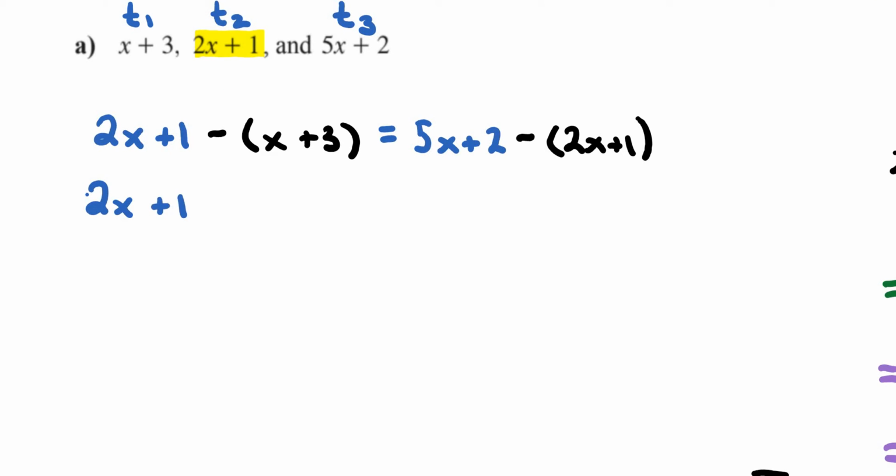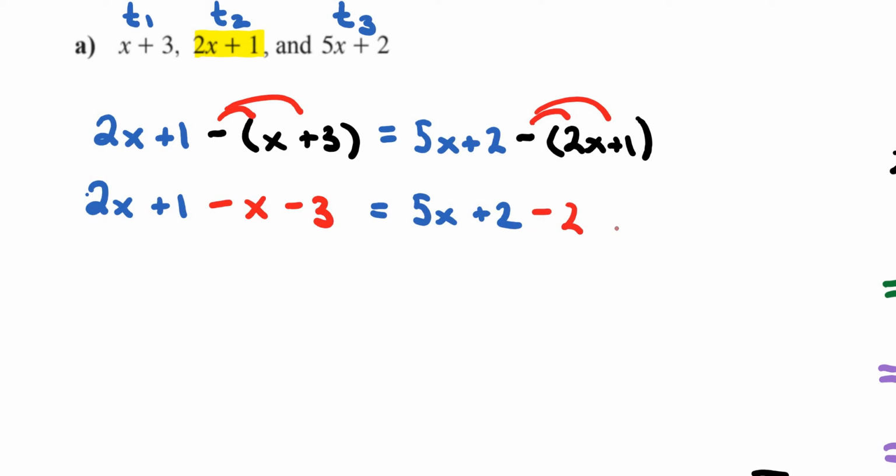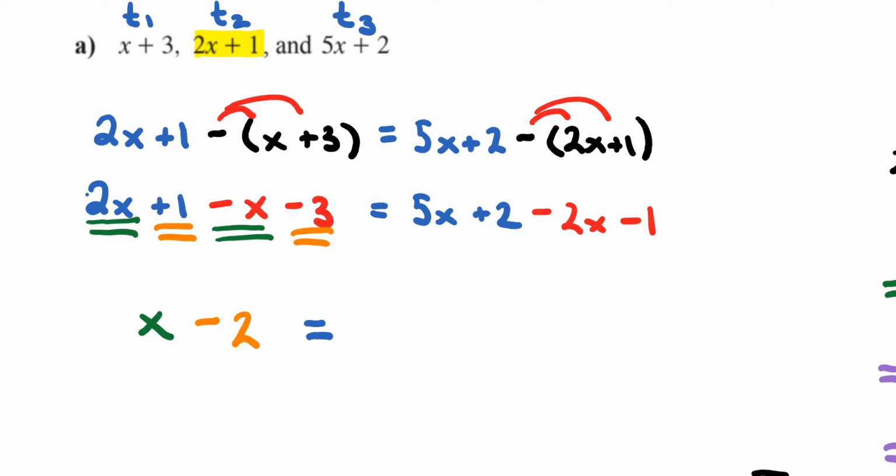So 2x plus 1, and then I can distribute the minus sign, so I get negative x minus 3. And that's going to equal 5x plus 2, and then I can distribute the minus sign here, so I get negative 2x minus 1. All right, and then on the left-hand side, let's just collect like terms here. So 2x minus x is going to be positive x, and plus 1 and negative 3 is going to be negative 2. So 1 minus 3 is going to be negative 2. And that's going to equal, and if I collect like terms on the right-hand side here, so 5x minus 2x is going to be 3x, and 2 minus 1 is going to be positive 1.